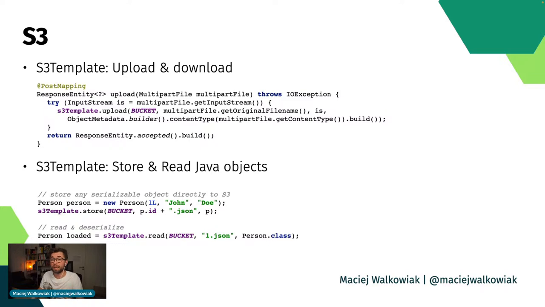And in addition to that, we added a capability to store Java objects in S3, which is quite uncommon, and S3 definitely shouldn't be used as a key value store or as a database or anything like that, because there are better options.